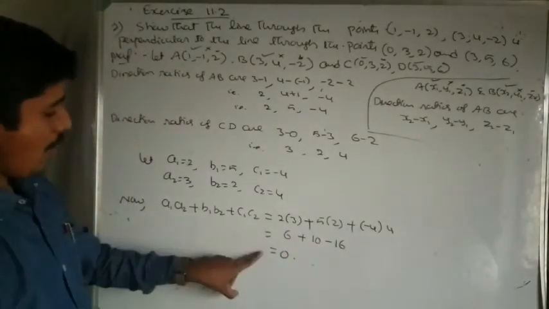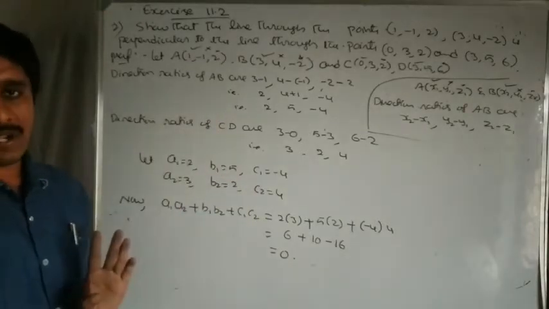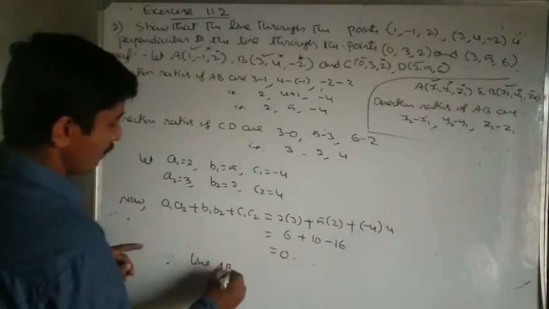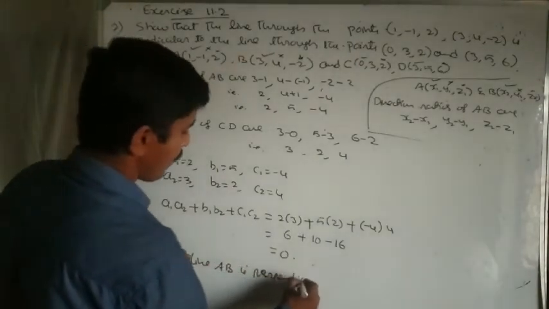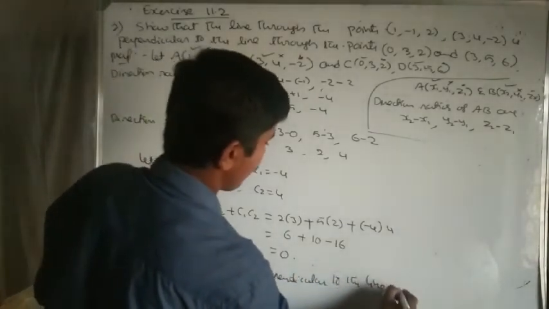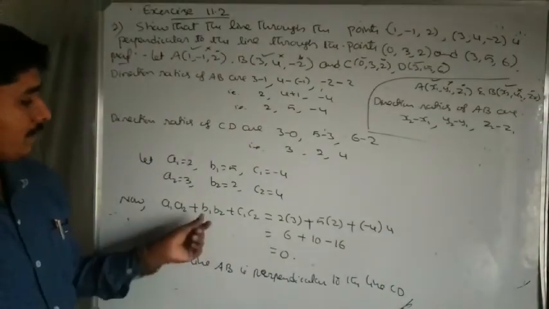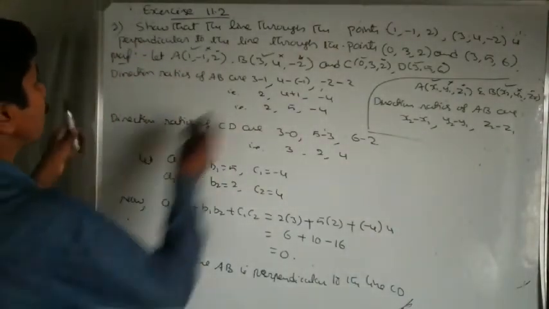Correct. 0 means, we know, that two lines are perpendicular. Therefore line AB is perpendicular to the line CD. Got it. Go to the next one.